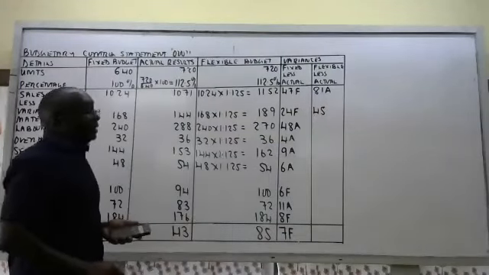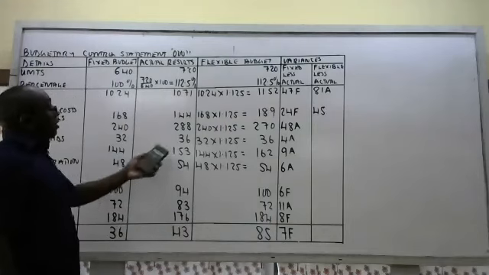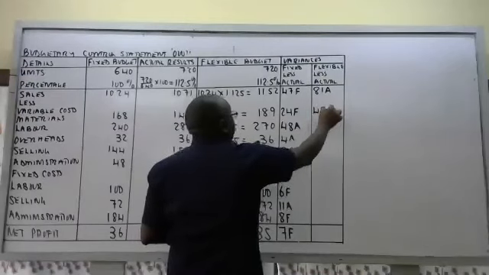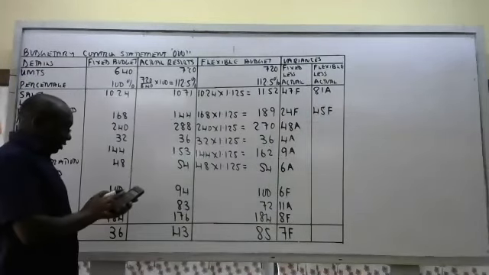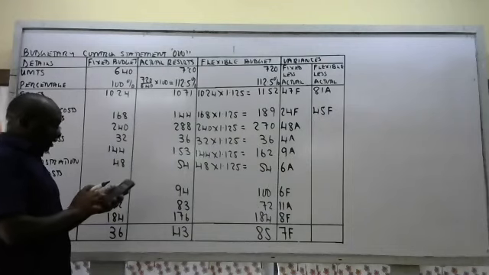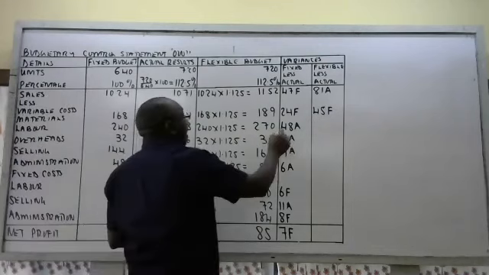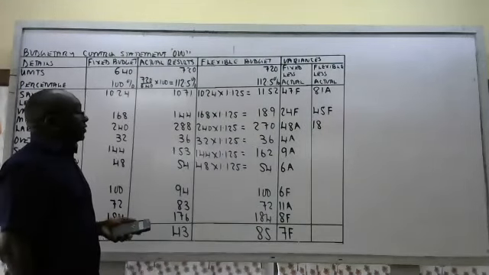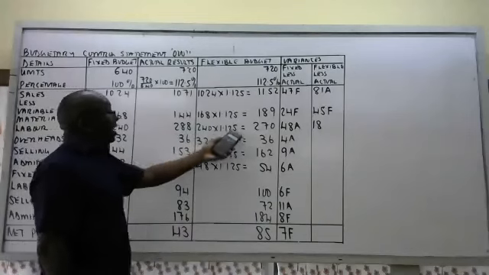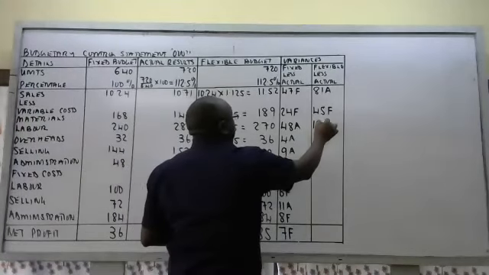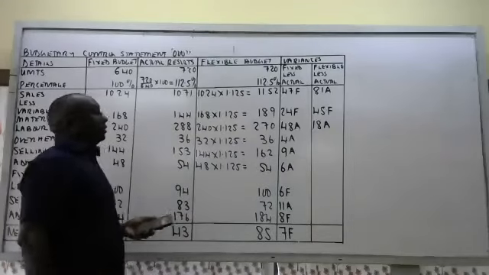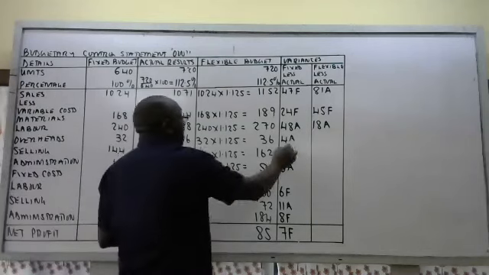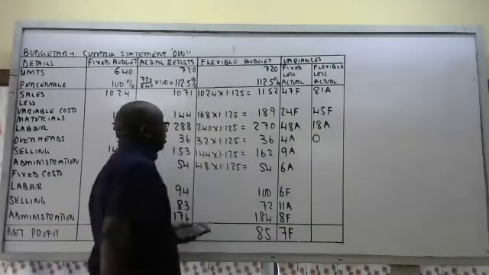And that one is favorable because the actual cost is smaller than the budget. Next is 288 minus 270. I get 18. Now that is adverse because the actual cost is higher than the budget cost. Next, there is no variance. 36 is 0.